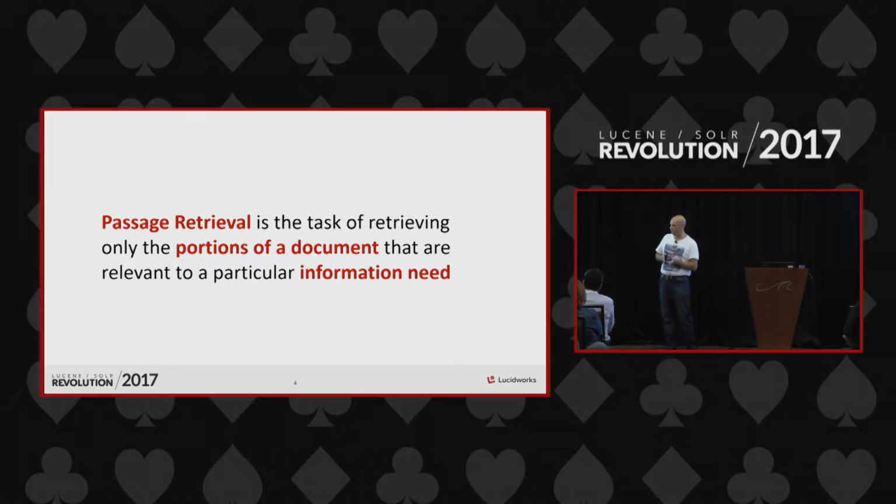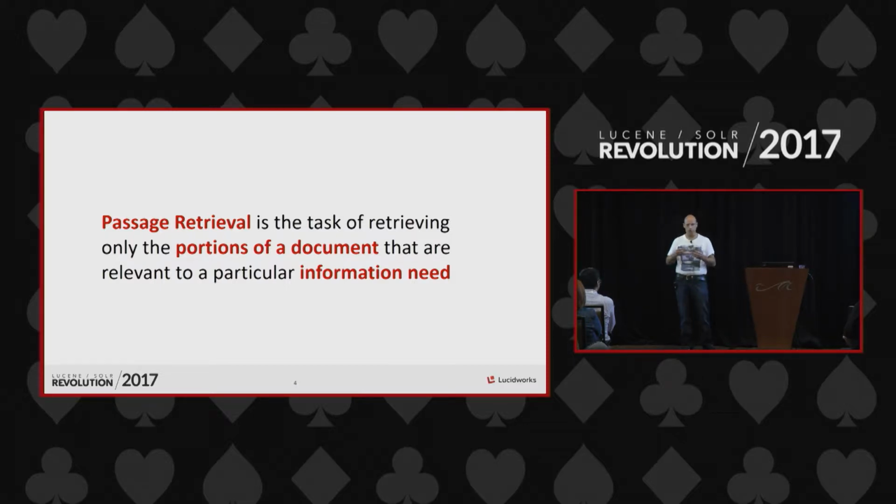Okay, so let's read it backwards first. The user information need is the question or the topic that he would like to get a summary on, or the list of claims that he wants to get evidence for. So that is the information need. The portions of a document, those are what I defined as passages.